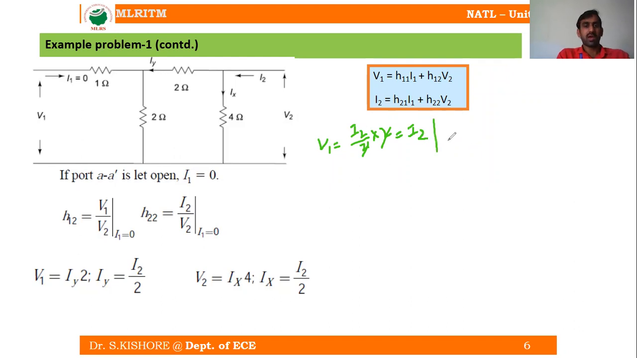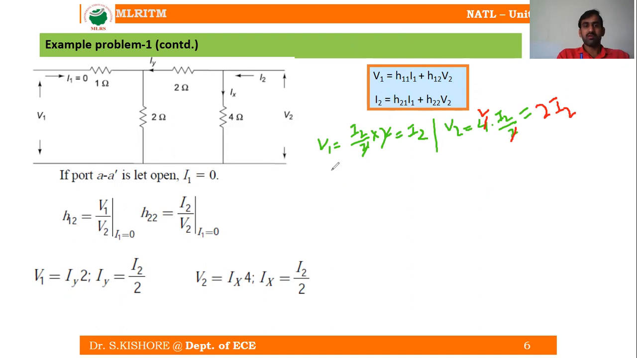And similarly, V2 is equal to 4 into Ix. So what is Ix? Ix is I2 by 2. So if Ix is I2 by 2 here, I can write easily, with the 2s, V2 is equal to 2 into I2. So we have V1 in terms of I2 and V2 in terms of I2.